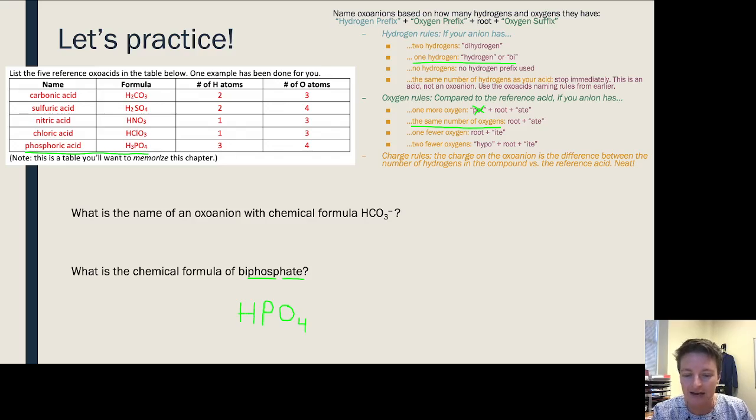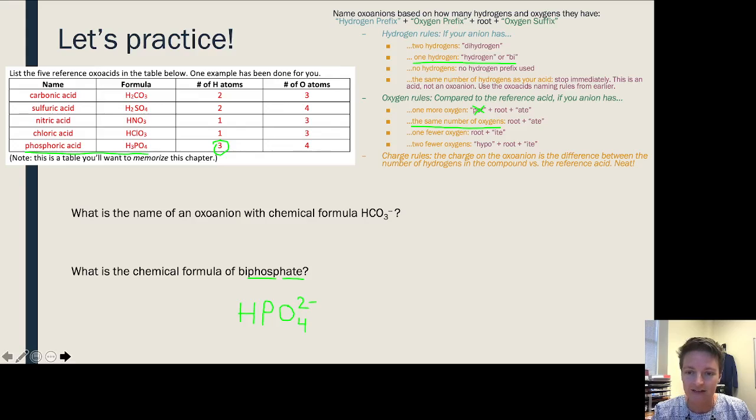So last but not least, I need to figure out the charge that's present on biphosphate, and this is where I'm going to compare the number of hydrogens in my reference acid to the number of hydrogens present in my current compound. In this case, I have 3 in the reference acid and 1 in my current compound, and so the difference between that, 2, is what's going to tell me that I should have a charge of 2- on this compound. And so the chemical formula for biphosphate ends up being HPO4 2-.